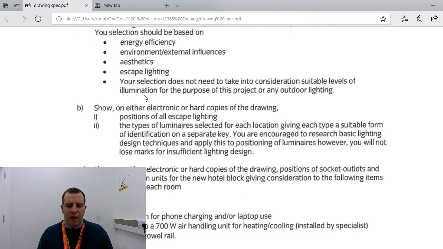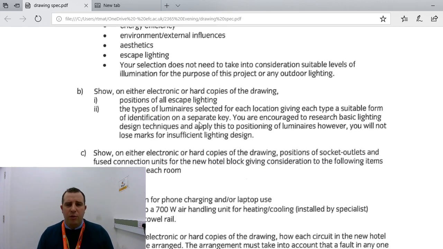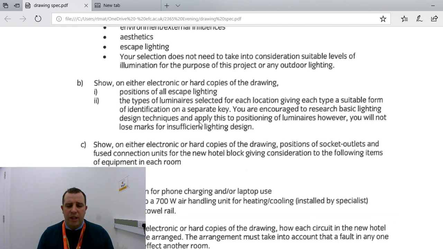And then once you've done that, you need to draw onto your drawings positions for all the escape lighting. So you draw your emergency lights in where you're going to put them, and then you also need to include all the other lights you're putting onto the drawings, showing exactly where you're going to put them in your installation.